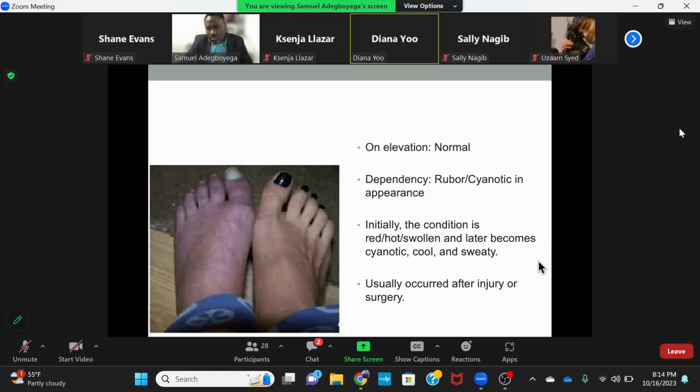Some type of venous insufficiency. Right, exactly. Venous insufficiency. That's exactly what I just said. They will look a little cyanotic. They'll look purplish red. Venous insufficiency. Perfect. But what if I tell you this patient's foot 3 weeks ago, right? It was red, hot, swollen. And now it's cyanotic, cool and sweaty. What's your diagnosis?